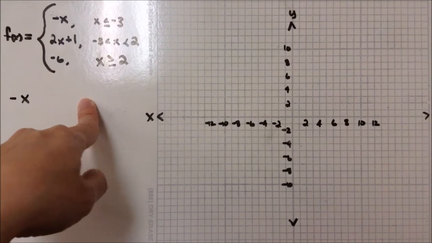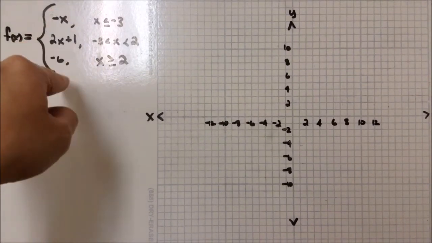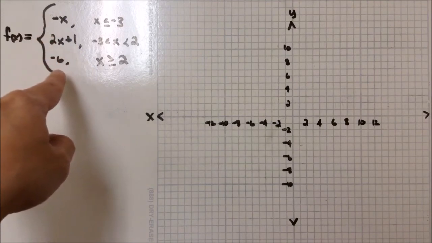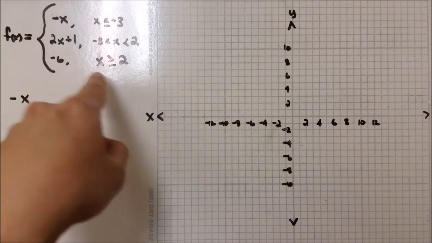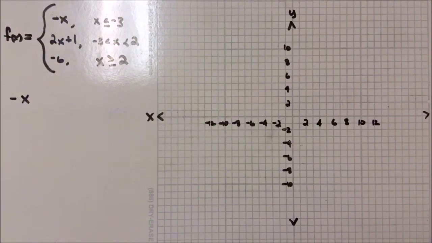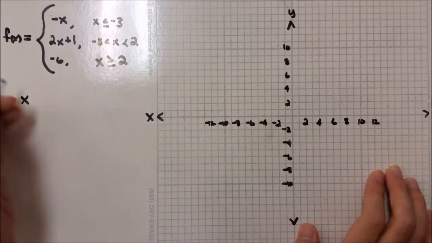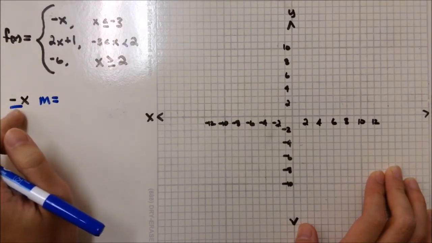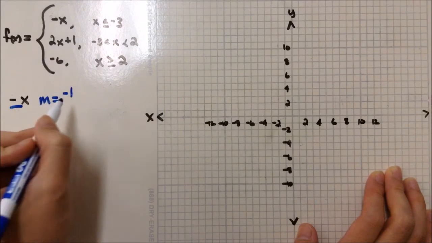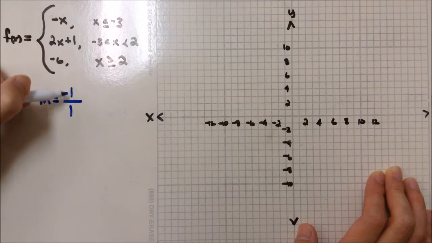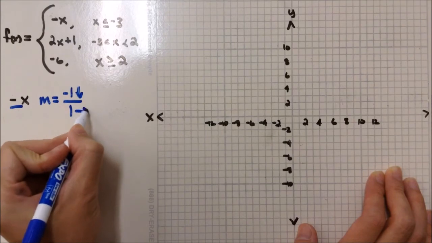Now we have our second example, another piecewise function with three functions here: negative x, 2x plus 1, and negative 6. Negative 6 is just a constant function, so we're not going to worry so much about this. Now negative x, that's our first function. So just like before, we're going to find the slope. It's just the number in front of x. It's a negative, so that means it's a negative 1. Then I'm going to convert it into a fraction, put 1 underneath it. So our direction is, since it's negative on the top, it goes down and then to the right.